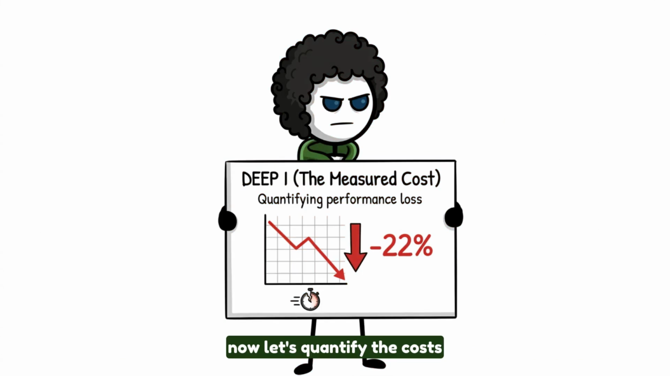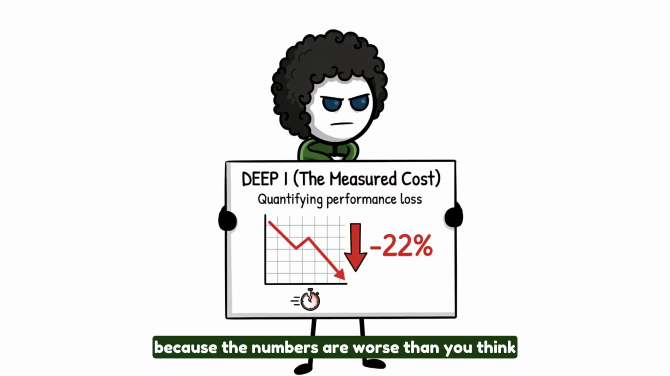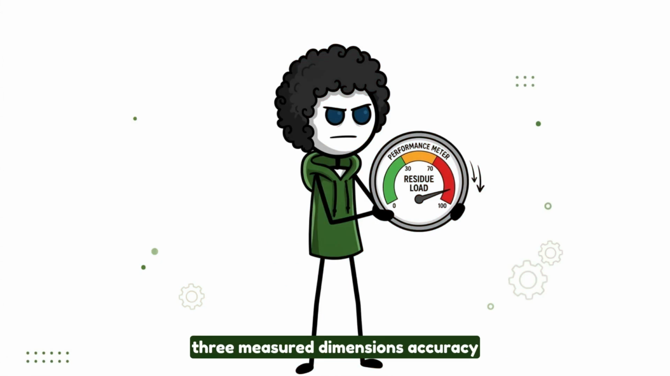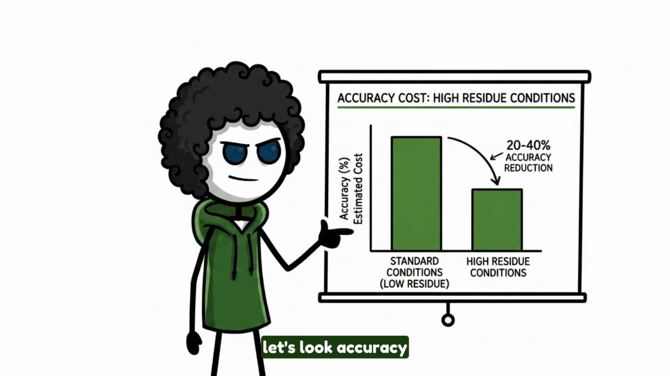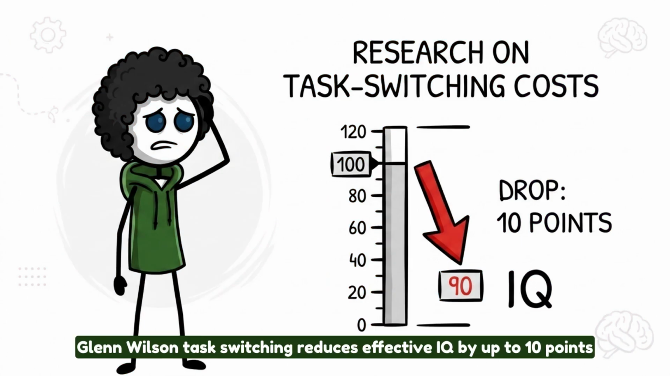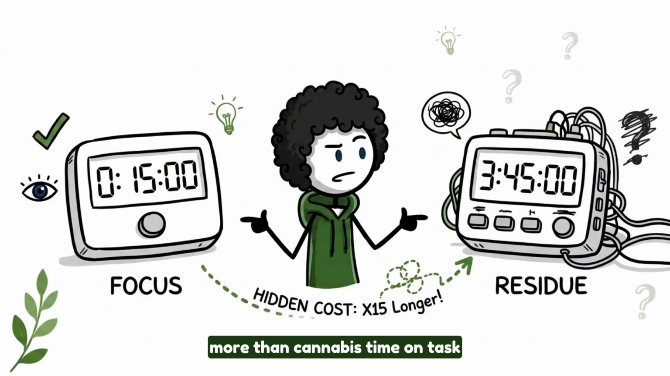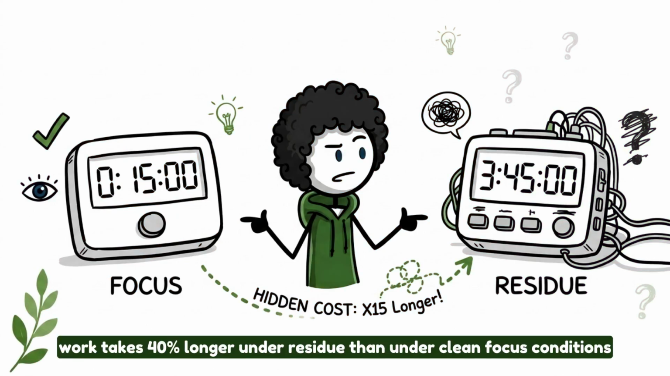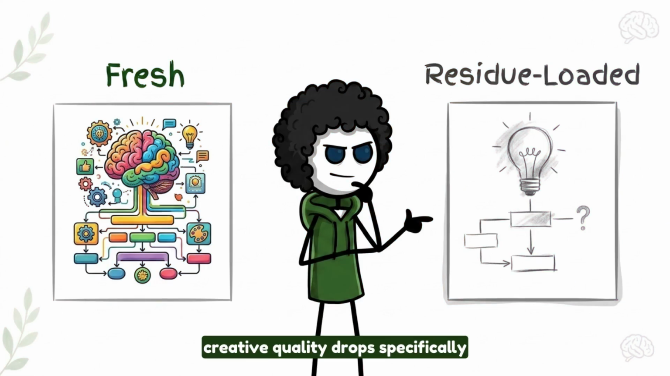8. Now let's quantify the cost. Because the numbers are worse than you think. 3 measured dimensions: accuracy, IQ equivalent, and time on task. Let's look. Accuracy. 20 to 40% reduction under high residue. On tasks you'd normally nail. Glenn Wilson. Task switching reduces effective IQ by up to 10 points. More than cannabis. Time on task. The same work takes 40% longer under residue than under clean focus conditions. Creative quality drops specifically. Residue produces more generic, less novel output.